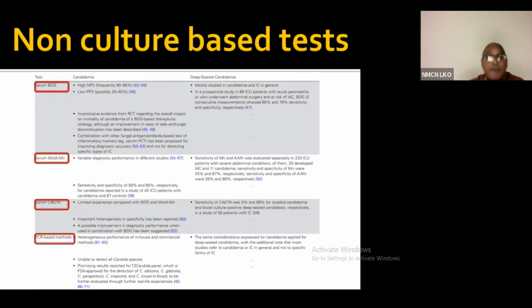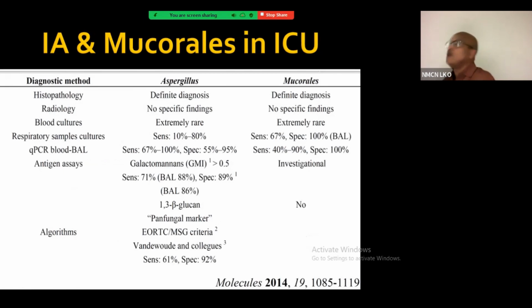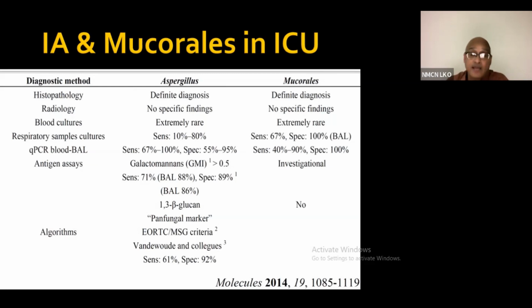Okay. So for aspergillosis, remember the first line: the definitive diagnosis is based on histopathology. So blood cultures are extremely rare. If you get one, publish it. If you get aspergillosis in blood, or if you get mucor in blood, publish it. It's extremely rare. And again, these are based on the EORTC and the MSG criteria.